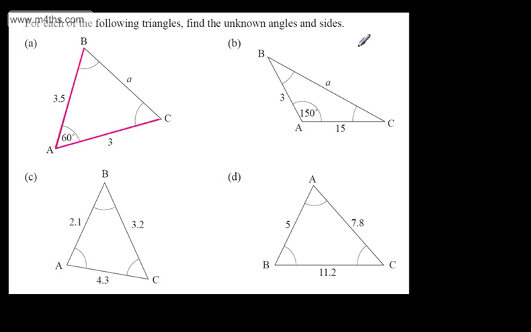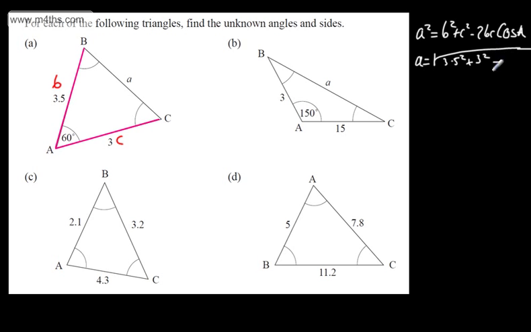So to find a using the cosine rule, we can say that a squared is equal to b squared plus c squared minus 2bc cos A. It doesn't matter which one of these I call b and c, as I'm not introducing these angles. So I say that one is going to be b, that one is going to be c. So a will be equal to the square root of b squared, which is 3.5 squared, plus c squared, which is 3 squared, minus 2 lots of b, which is 3.5, multiplied by c, which is 3, multiplied by the cosine of 60 degrees.